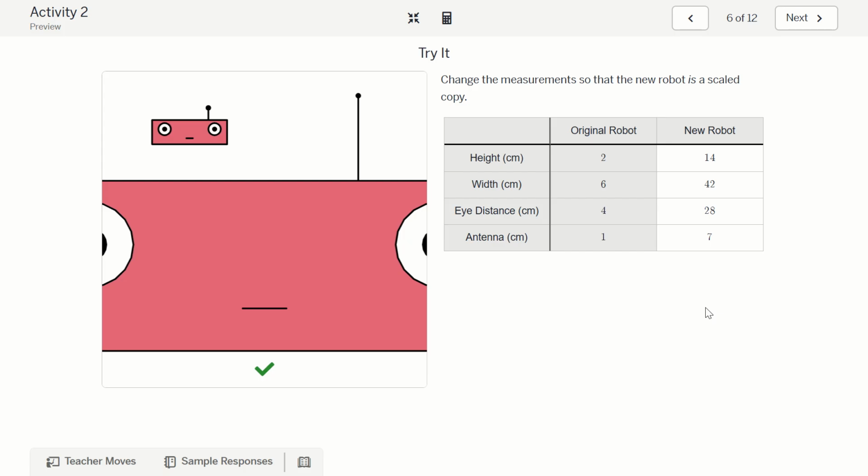So good catch. And then you can check. 4 times 7 is 28. 6 times 7 is 42. 2 times 7 is 14. But you also knew it was scaled already because it told you down here that it was already scaled. Okay? So I did change mine by a scale factor of 7.